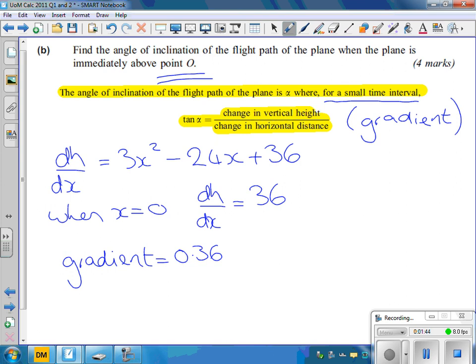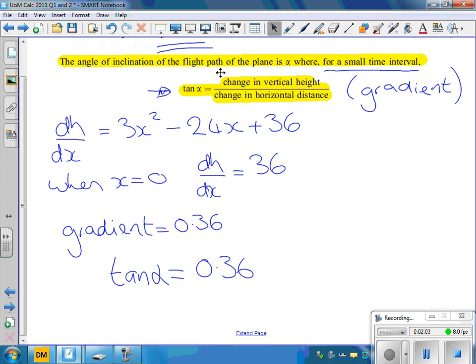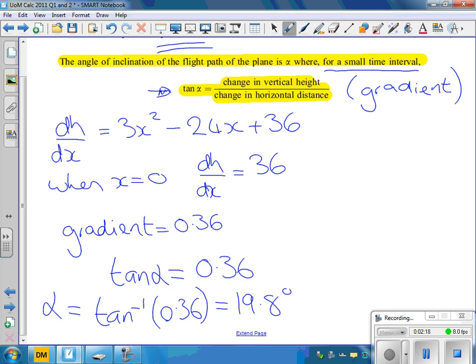If you do get that far though, it's quite easy to finish off because as it says here, as given in the data sheet, tan α is the value of the gradient. Okay, so all you then need to do is inverse tan that value, and that will give you your value for α. Okay, and just to be on the safe side, let's make sure I'm clear that that is my final value for α.